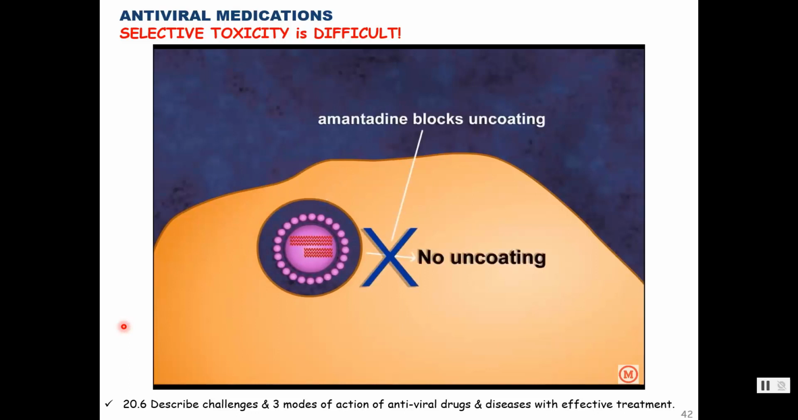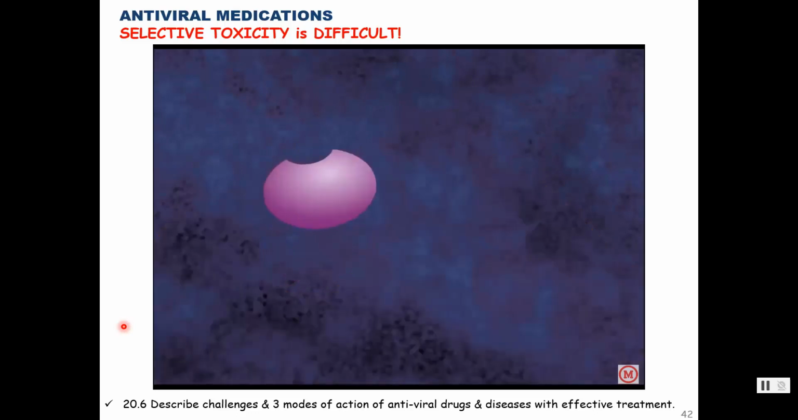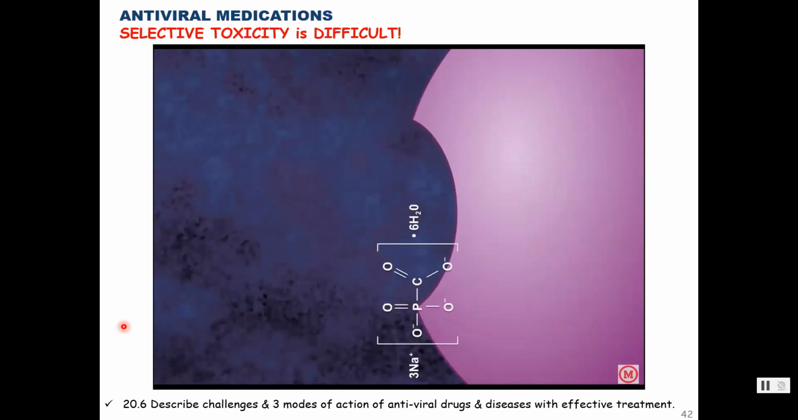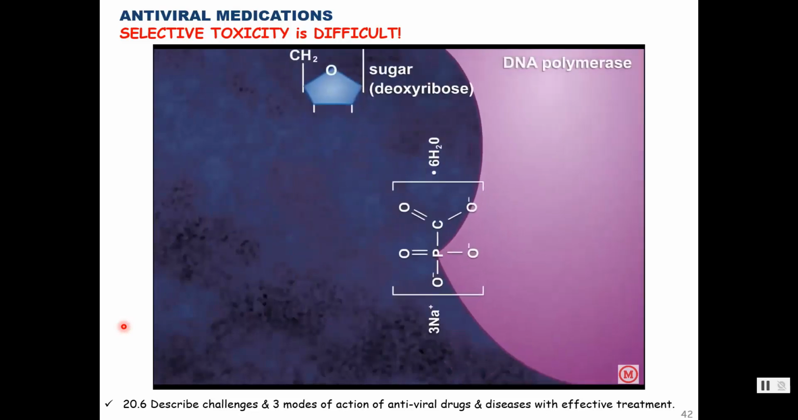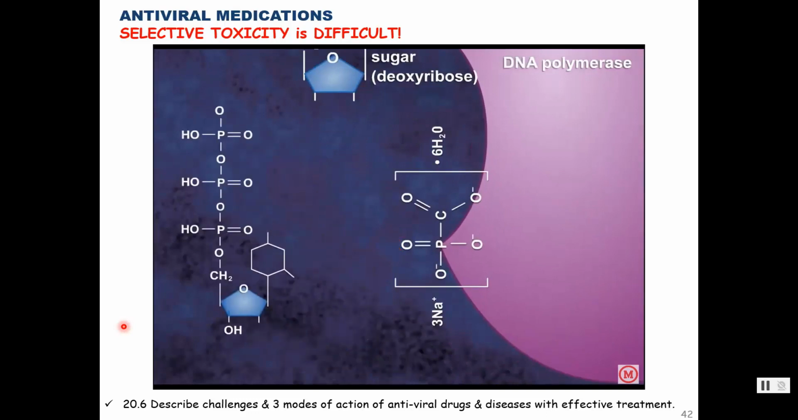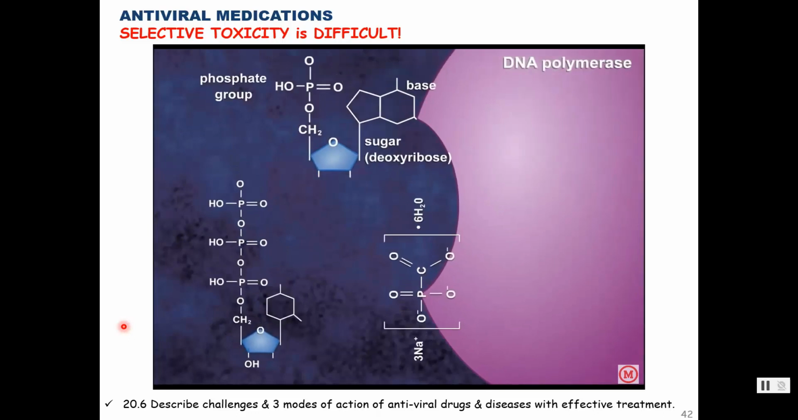Amantadine blocks penetration and uncoating of the influenza A virus. Foscarnet is an analog of pyrophosphate. It binds to the active site of DNA polymerase and blocks the cleavage of pyrophosphates from nucleotides. It is used to treat cytomegalovirus and other herpes virus infections.